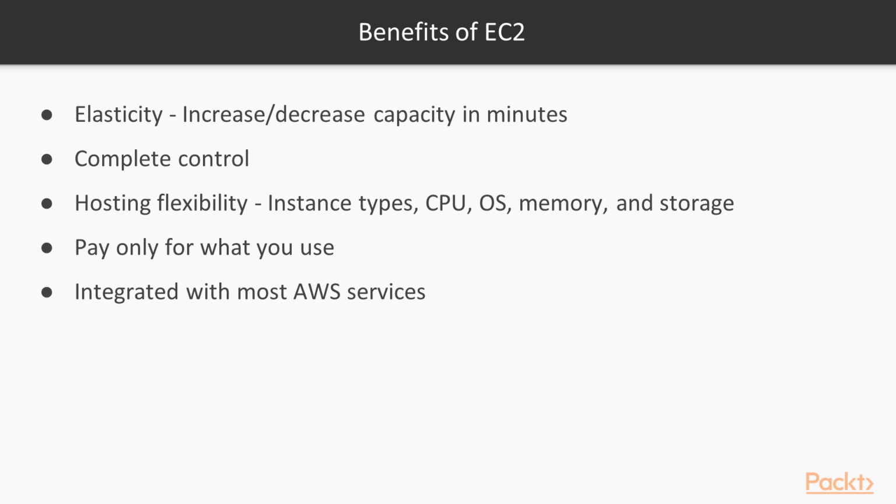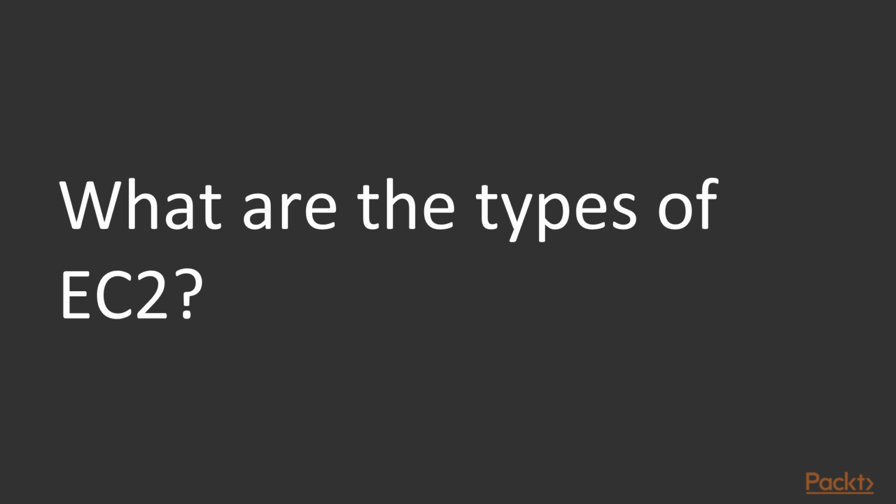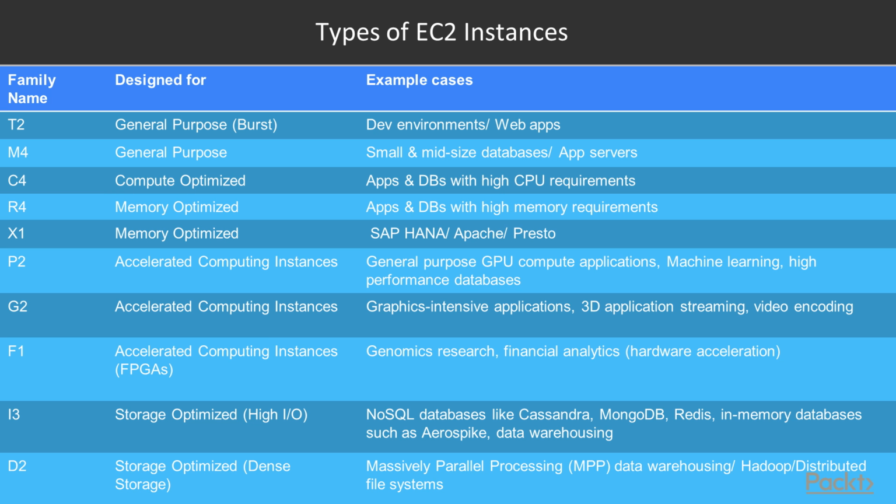It's integrated with most AWS services, for example, S3, RDS, DynamoDB. You can just communicate with most of the AWS services using EC2. What are the types of EC2? We will be discussing a few types of EC2 instances.